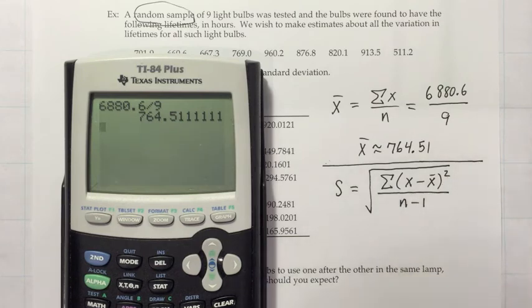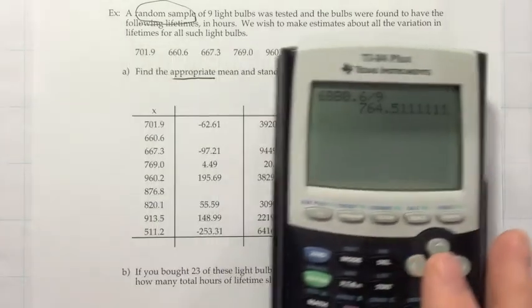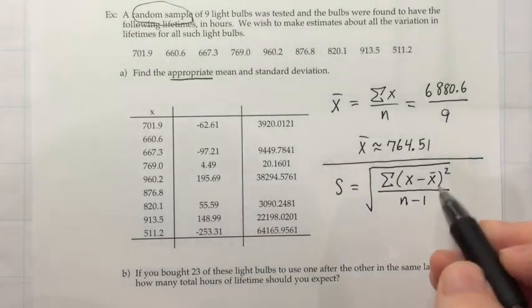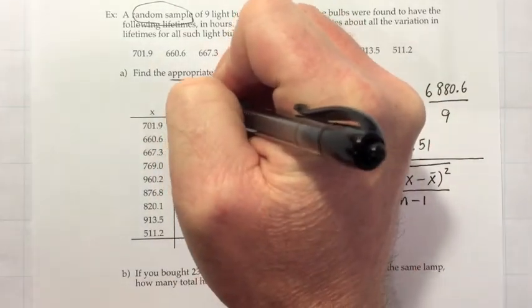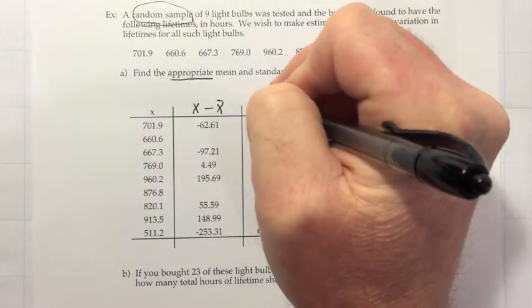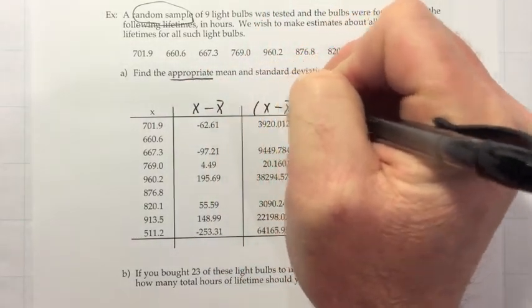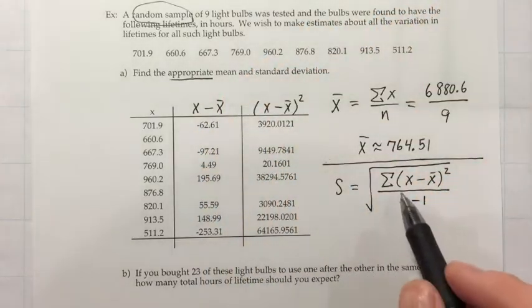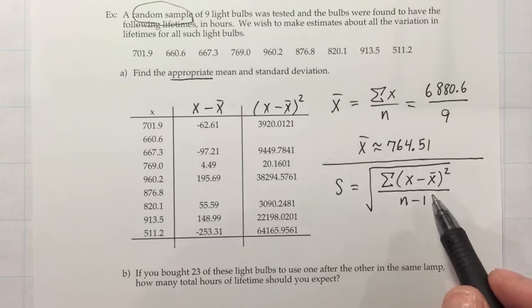So let's go ahead and start seeing how that works. Alright, so we said we're going to do some differences, so let's go ahead and make a column for that. That'll be our x minus x bar part, so I'll put that right here. And then we can square those, which will be our next step. So this will be x minus x bar squared, and as we build these columns and finally find the sum here, we'll be getting the numerator of this fraction that we're working on.